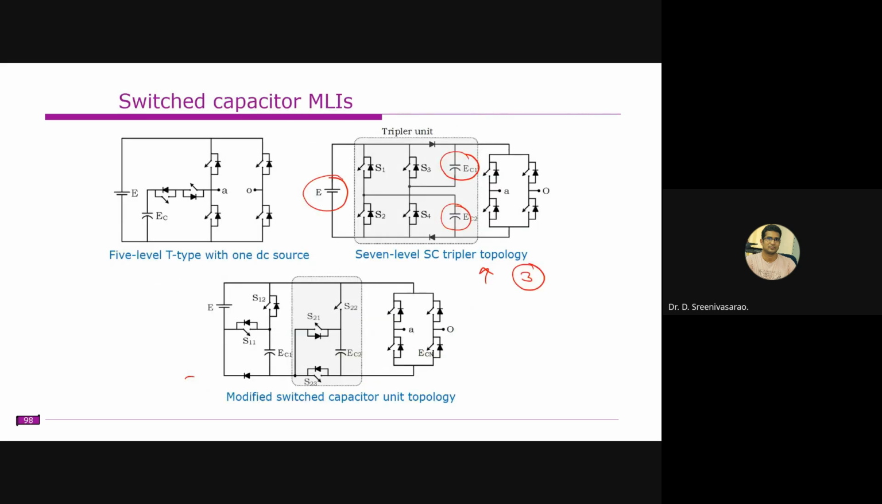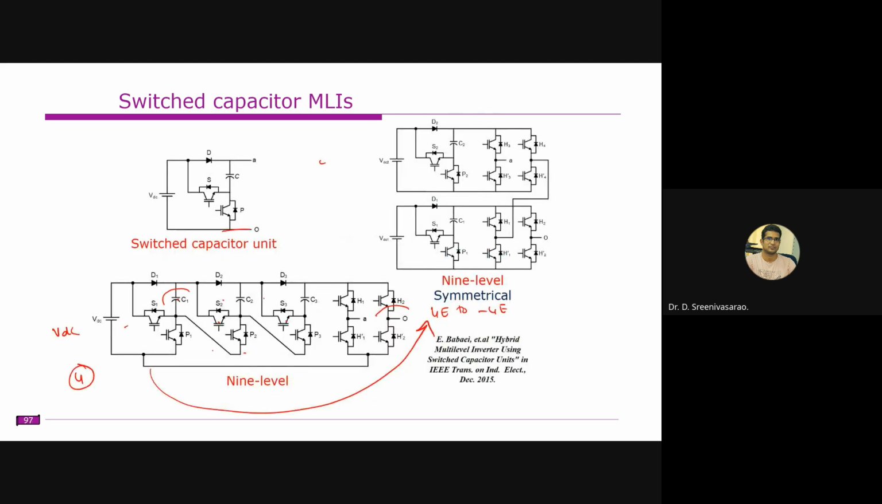Understood. These are known as the switched capacitor multi-level topologies. We have one DC source, and we can actually increase the number of levels. But the drawback is that we need to maintain the balance, right? These capacitors are supposed to be balanced properly. Then only you will get the actual output, right?